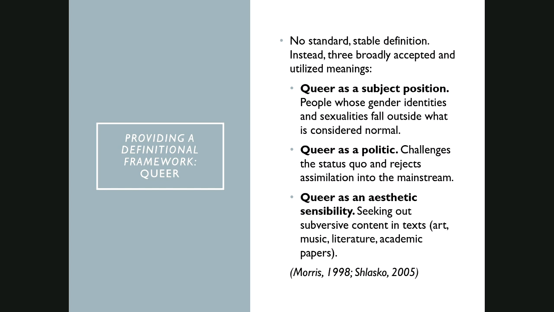We can also think about queer as a politic. These are for the folks who were using queer as a verb, like queer is doing something, queer is challenging, queer is questioning. And so queer as a politic challenges the status quo and rejects assimilation into the mainstream. I'm going to give you an example here. Not all LGBTQIA plus people engage in queerness as politic or as a political critique. So whereas queer as a subject position encompasses all LGBTQIA plus folks, queer as a politic doesn't necessarily encompass all LGBTQIA plus folks.